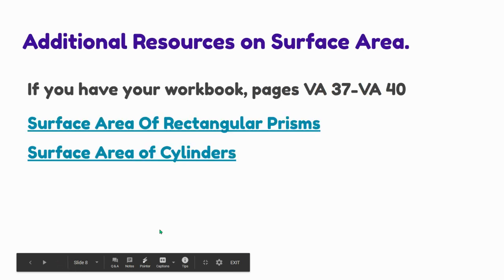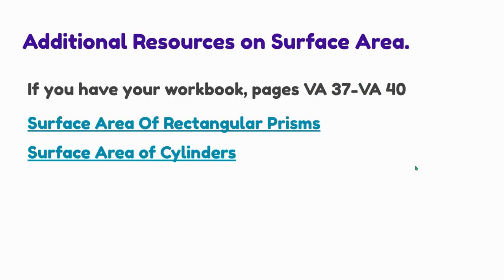If you need additional resources on this, you can look in your workbook at Virginia. That's the back of the workbook, pages 37 through 40. You have 2 YouTube videos, the surface area of a rectangular prism and surface area of a cylinder.